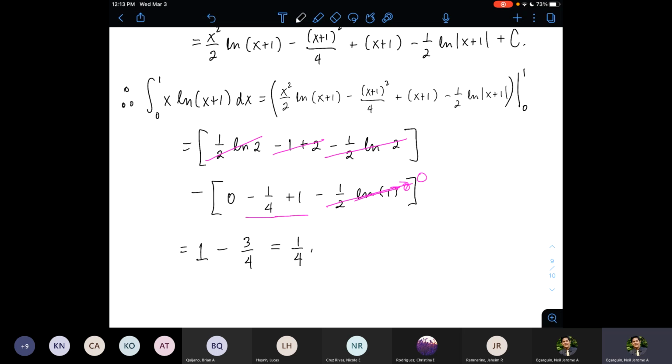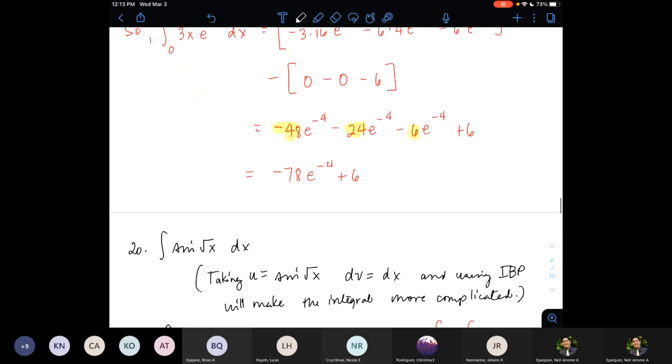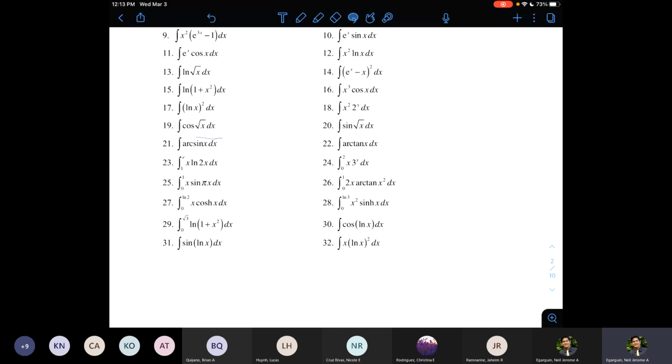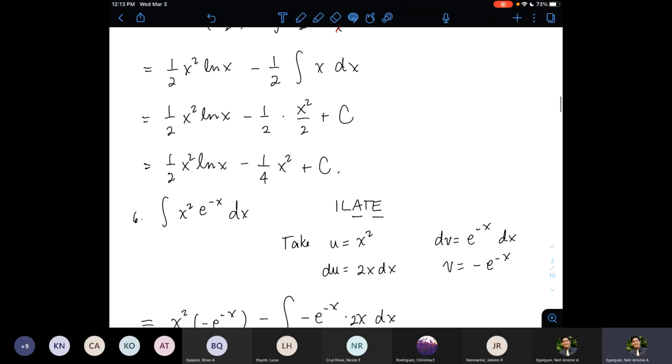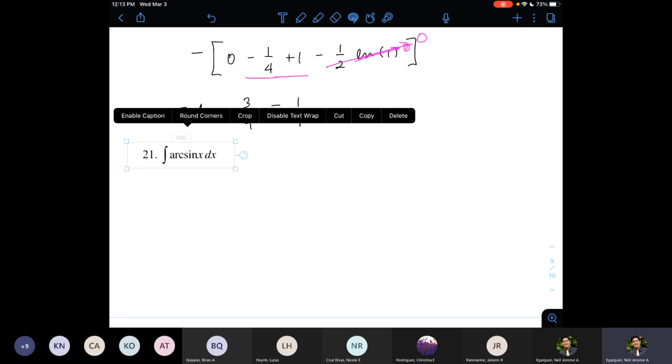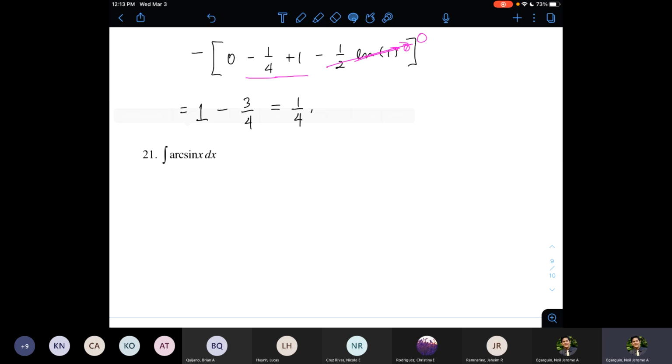Okay, so I guess here Kevin suggested we go over problem 21. Let me just browse back to the problems. I haven't done problem 21 in the lecture yet because this is one of the problems that is usually discussed in the lecture. But yeah, if you haven't done this in the lecture, then let's do it here. We want to integrate arcsine of x dx.